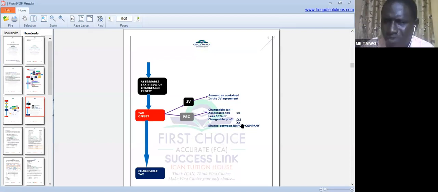50% of it is what we will now deduct from the assessable tax. What we get now is what will now be shared between the NNPC and the oil company based on the agreed sharing ratio. It will be stated in the question.